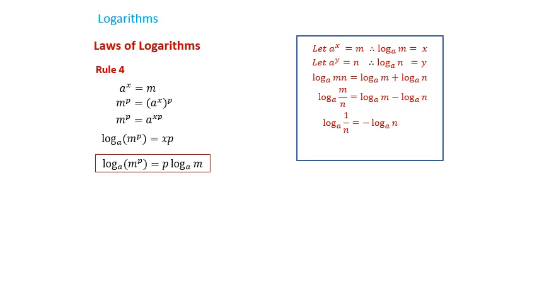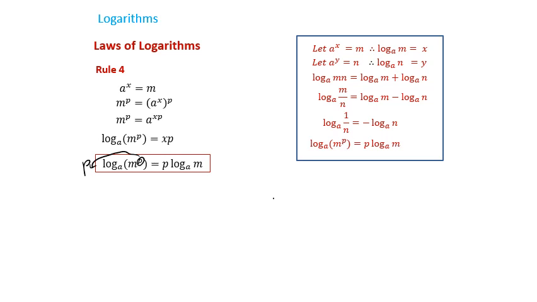What we notice is that p can be written at the front. The x, remember, where was the x? That was equal to log am. So we've got p log am. This is a so-called power law. So let's have a look and see what it says. If we've got an index here, it can actually be brought down to the front and make that p log am. Aha! We now have our fourth rule.